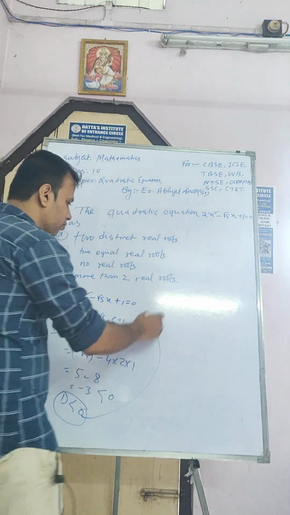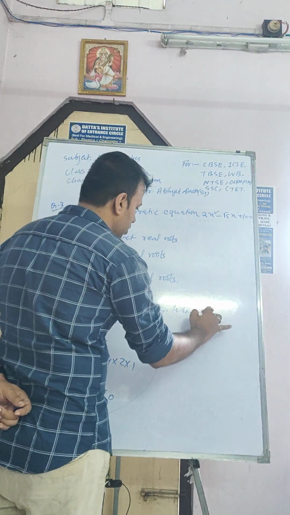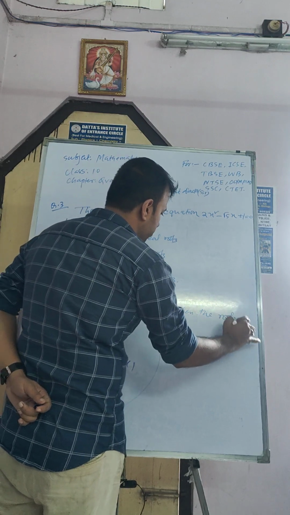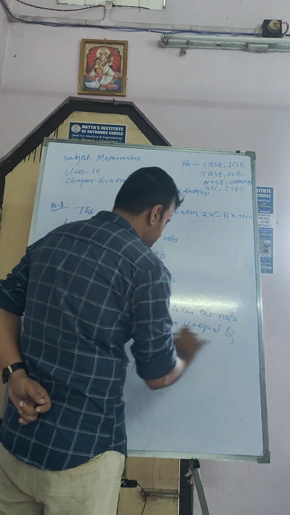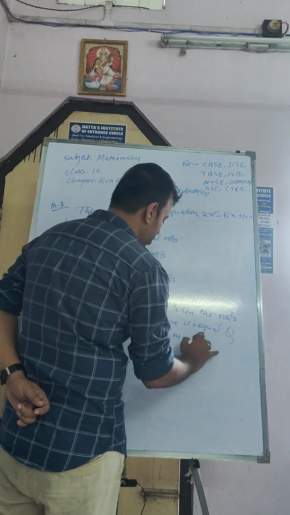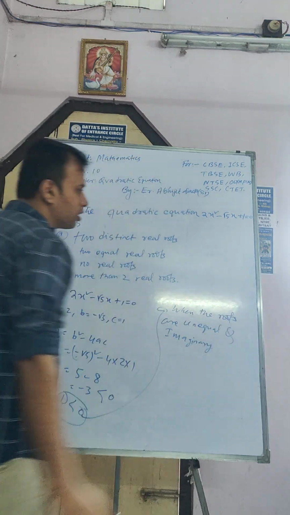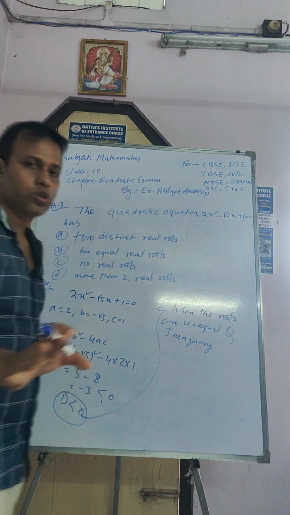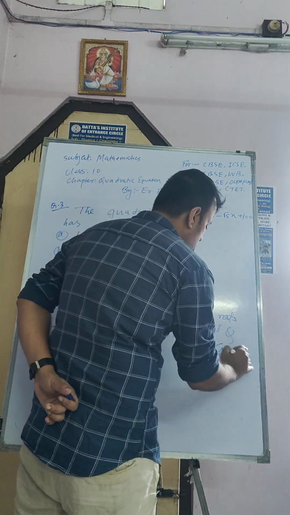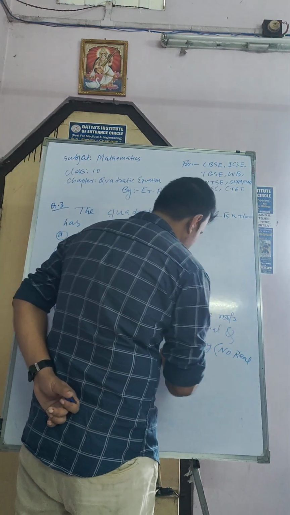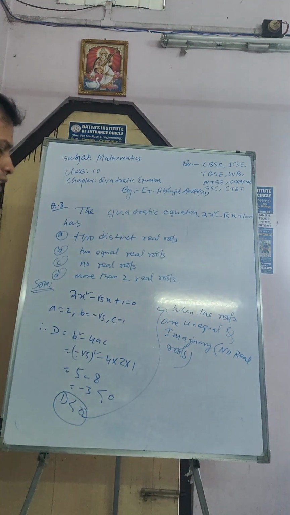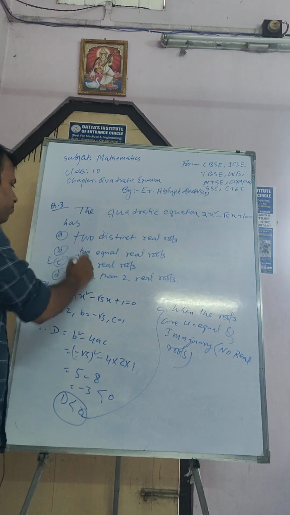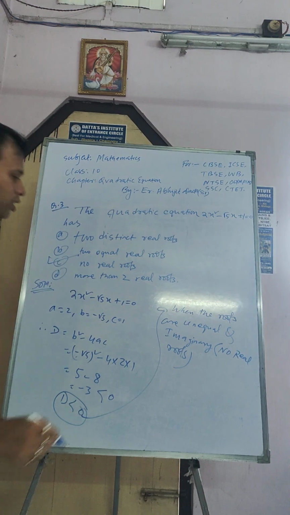When the roots are unequal and imaginary. Imaginary means here no real roots. Got my point? Imaginary means no real roots. So which option is correct here? Option C is the correct answer.